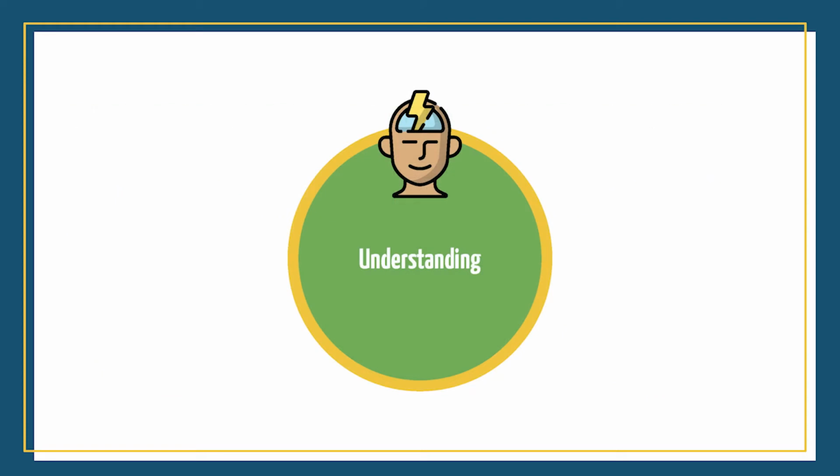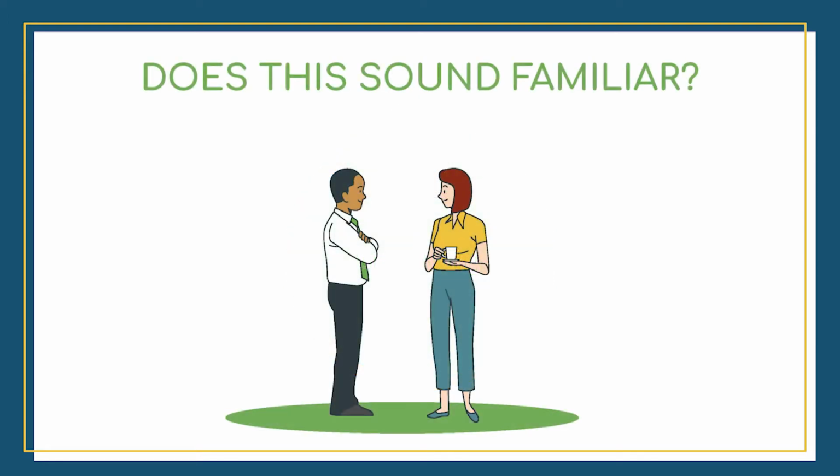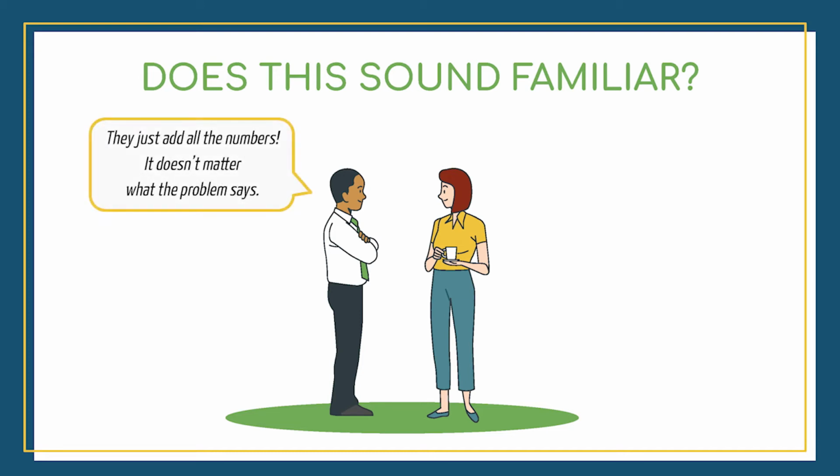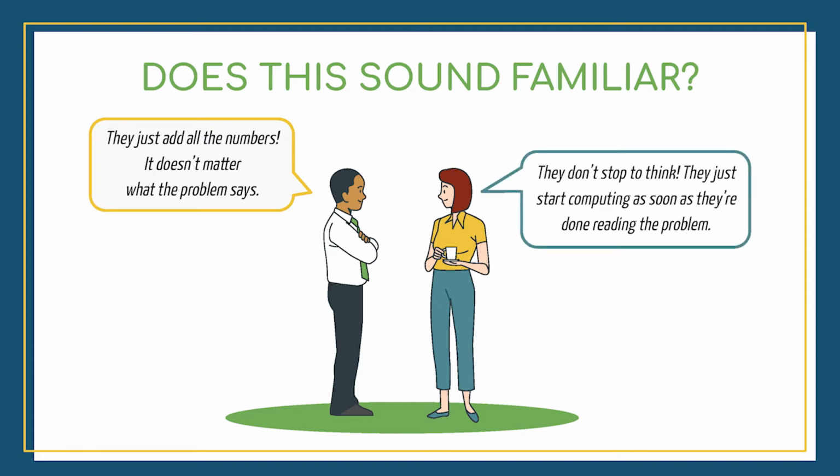Students often have difficulty solving situational problems because they have a hard time understanding and making sense of the problem inside the text. Does this sound familiar? They just add all the numbers. It doesn't matter what the problem says. They don't stop to think. They just start computing as soon as they're done reading the problem. Students will often disregard the context of the situational problem and will instead look for the numbers needed to find the answer, whether it makes sense or not. This is called a compulsion to calculate.